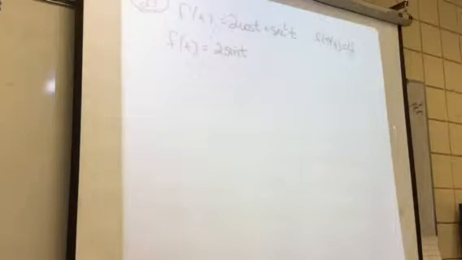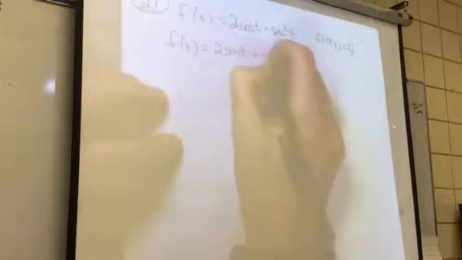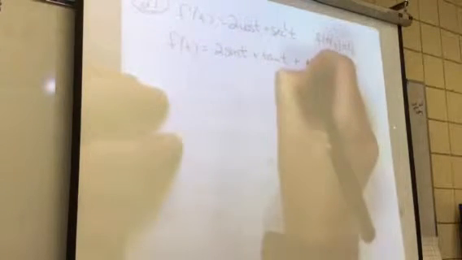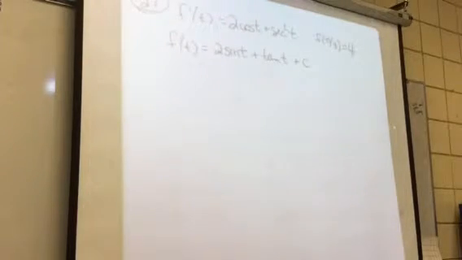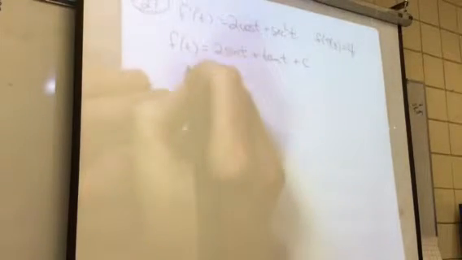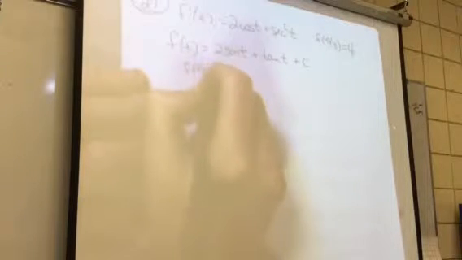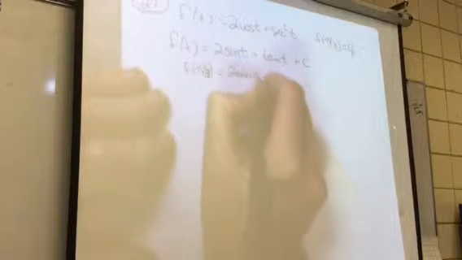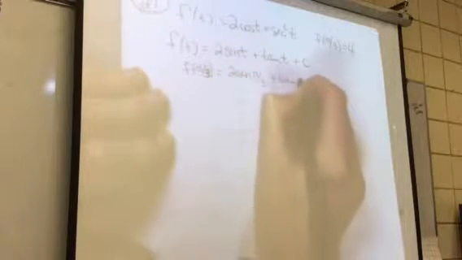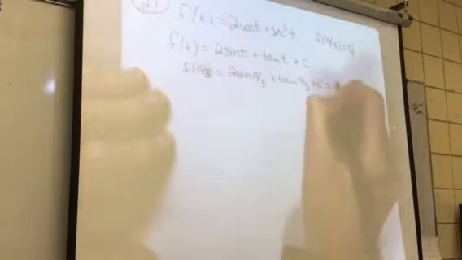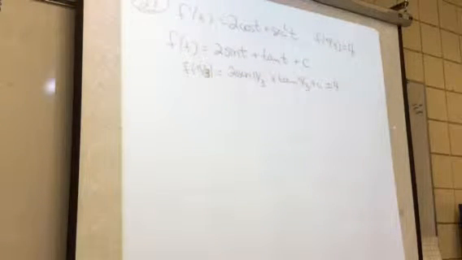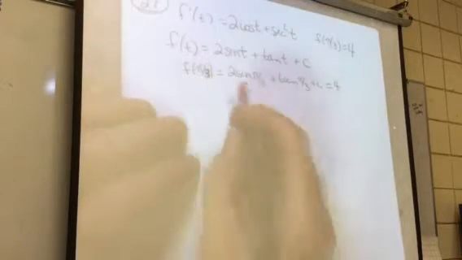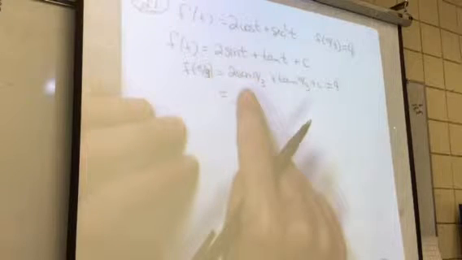2 sine of t plus tangent of t plus c. And now you're supposed to input the value of pi over 3 and set that equal to 4. So this is 2 sine of pi over 3 plus tangent of pi over 3 plus c, and that should equal 4. So what is sine of pi over 3? 1/2. Okay. Can anybody verify that? It's square root of 3 over 2?